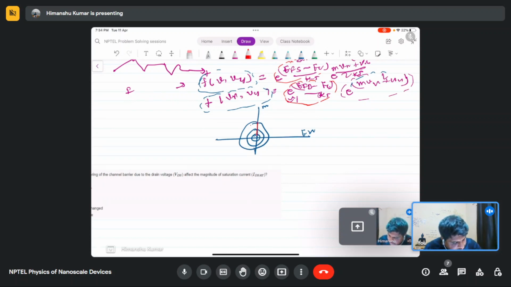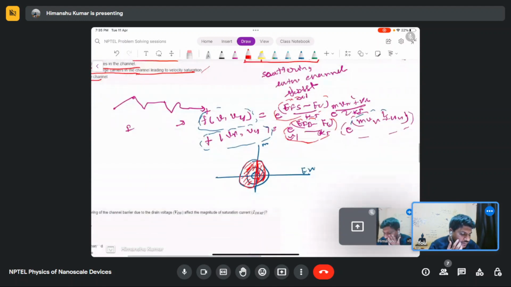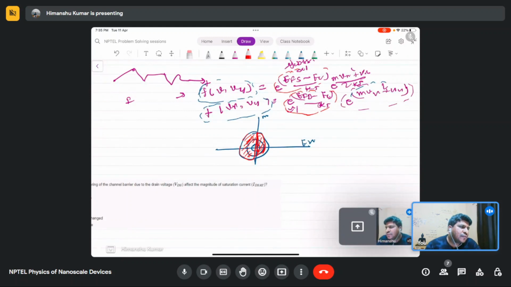The number of carriers will start moving in this direction, and they move away from this region. But the area under this probability distribution function is constant. So after a certain drain voltage, when the number of carriers on the other side of this region becomes nearly zero, the number of carriers moving in one direction can't be increased further. We can say that the velocity got saturated.